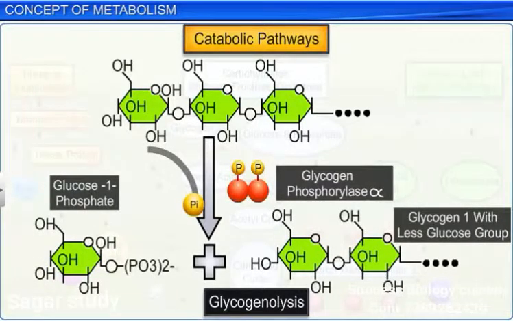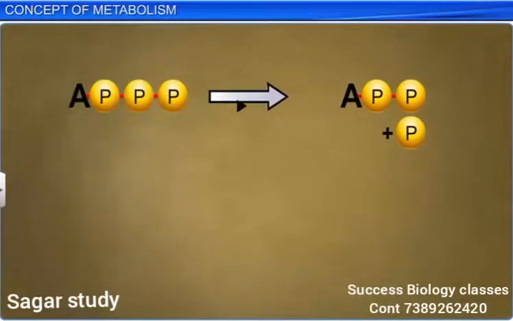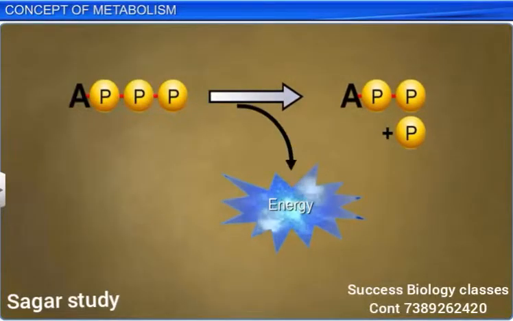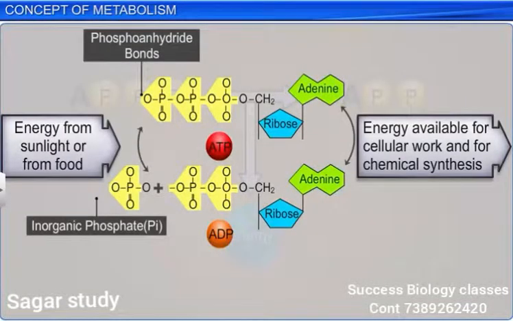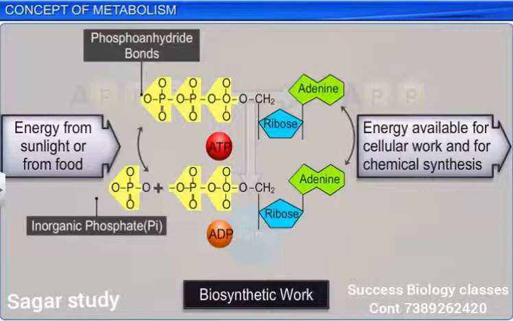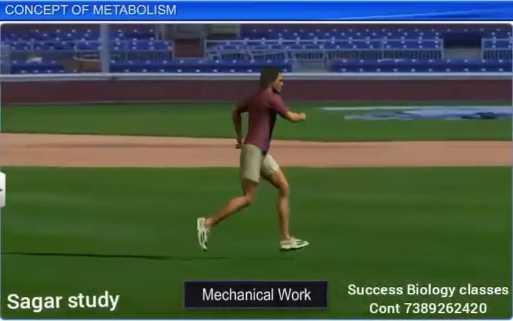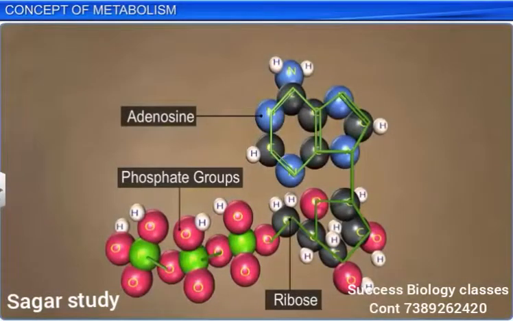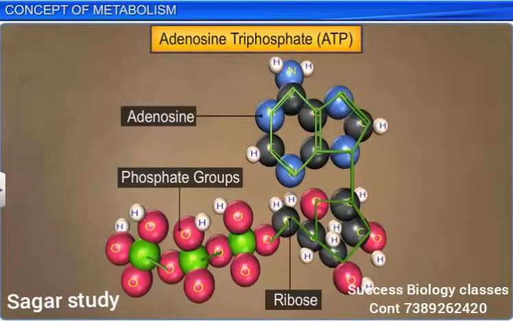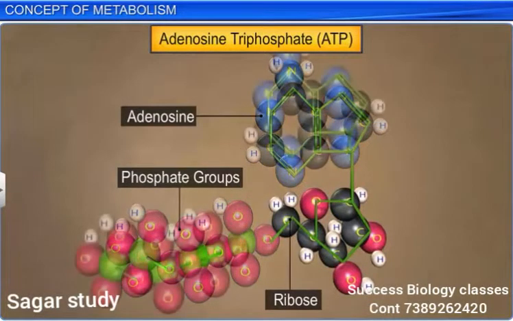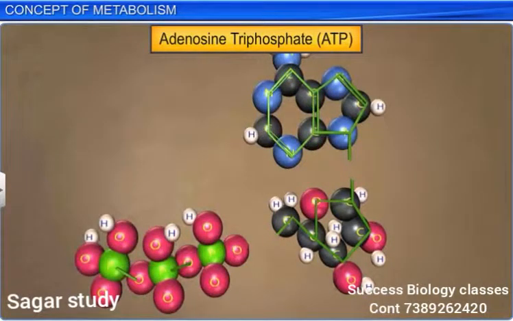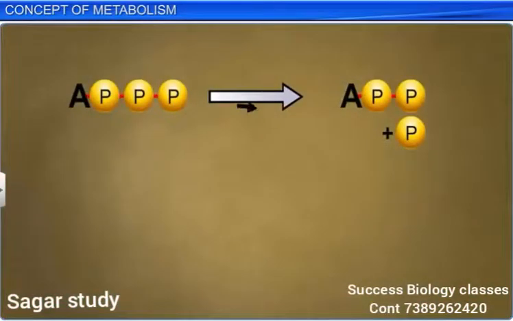The energy released during degradation is trapped by living organisms and stored as chemical bonds. Later, this bond energy is utilized for biosynthetic, osmotic, and mechanical work whenever the need arises. The most important biomolecule that contains energy in its chemical bonds is adenosine triphosphate, or ATP. When bonds of ATP break, a lot of energy is released. ATP also transports chemical energy within cells for metabolism.